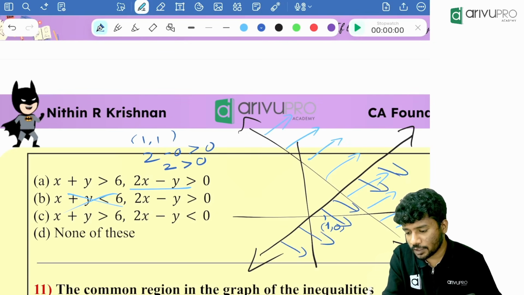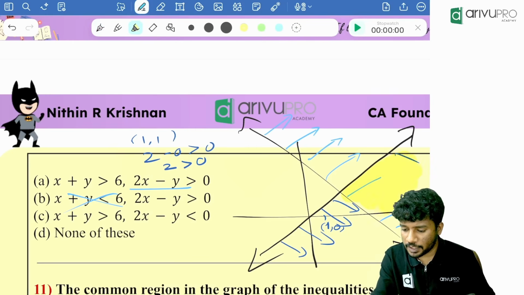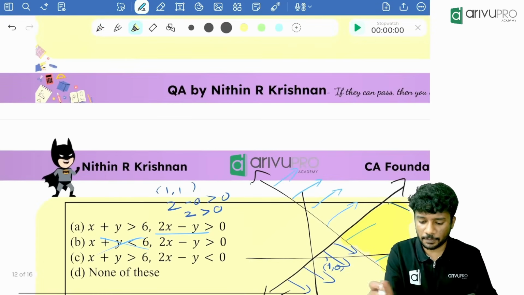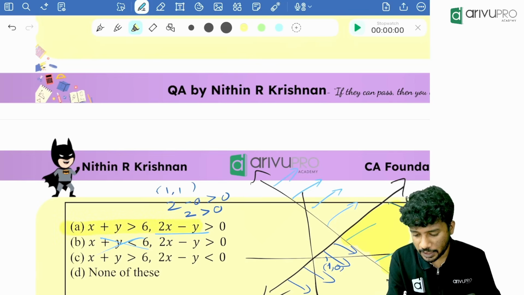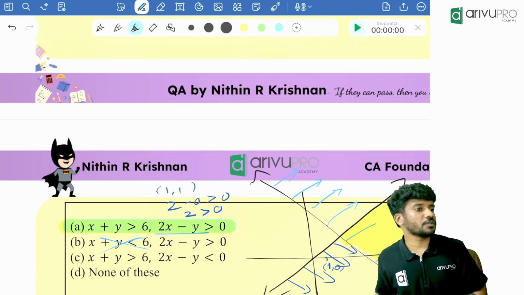That means the common area is where? In between over here. What is the common area? This is the common area, which is marked in yellow. So which option is correct? Which option is the answer, people? Option A is your answer. I hope that everyone understood this question. Option A.